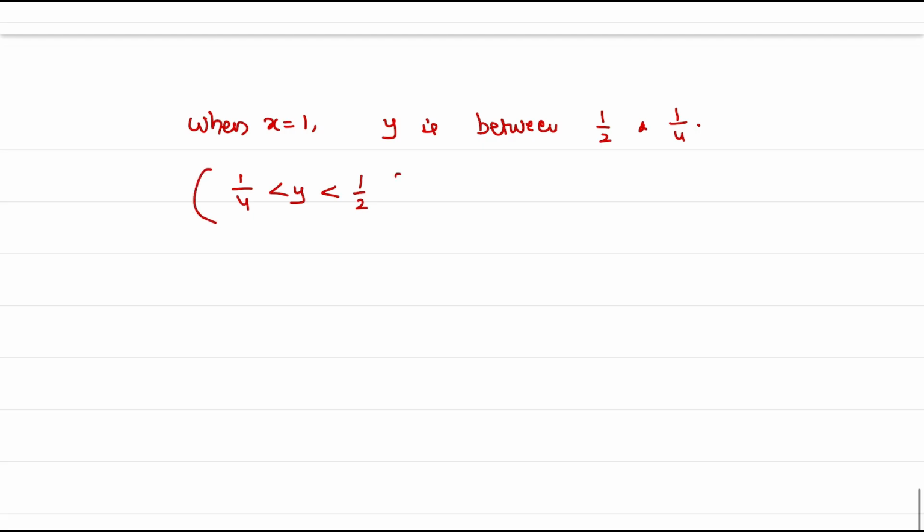That means the range of y when x is equal to 1, y value will be between half and 1/4. That means the solution is 1/4 is less than y less than 1/2. This is for y and x is equal to 1. This is the solution.